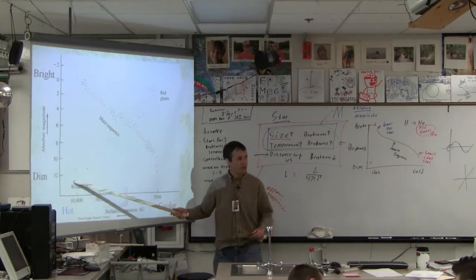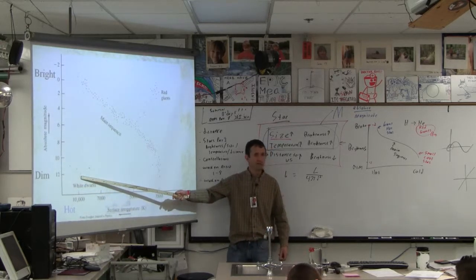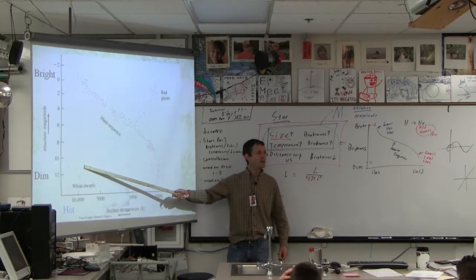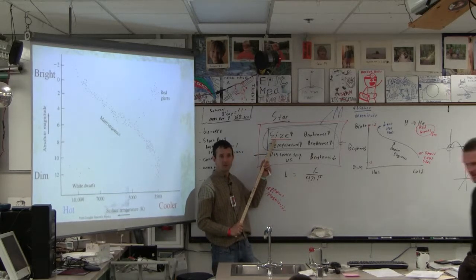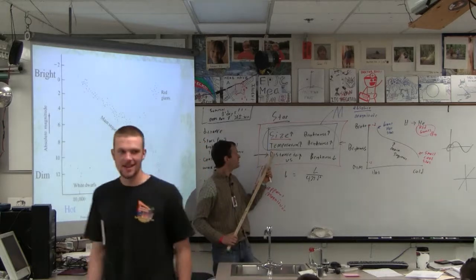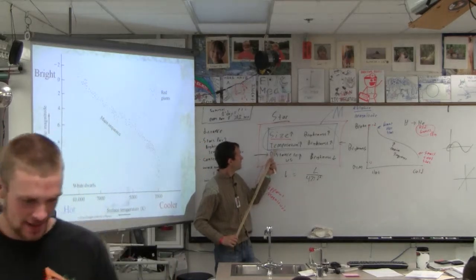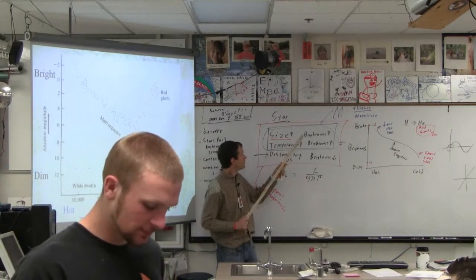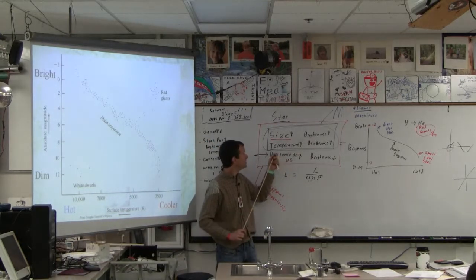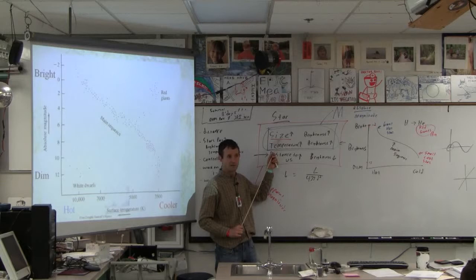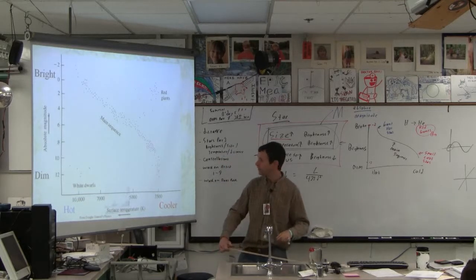Anyway, very hot, but not very bright. Why are they not so bright? Because the other variable that you can infer from this is size. From this graph, you can read the temperature and you can read the brightness off the graph. Can't you infer the size from temperature and brightness? We're going to do a few of these.